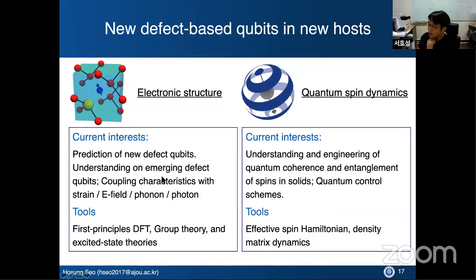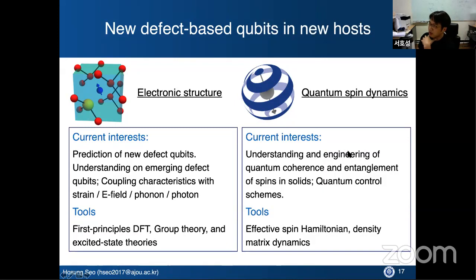In our group, we approach this kind of research question in two different ways. The first one is we use electronic structure methods, such as density functional theory or other chemistry-based, wave function-based methods, to understand or predict new types of defect qubits and new materials, or to understand how they couple with solid state degrees of freedom, such as strain, electric field, or phonons and photons. So we use mostly DFT and group theory and some other wave function based excited state theories.